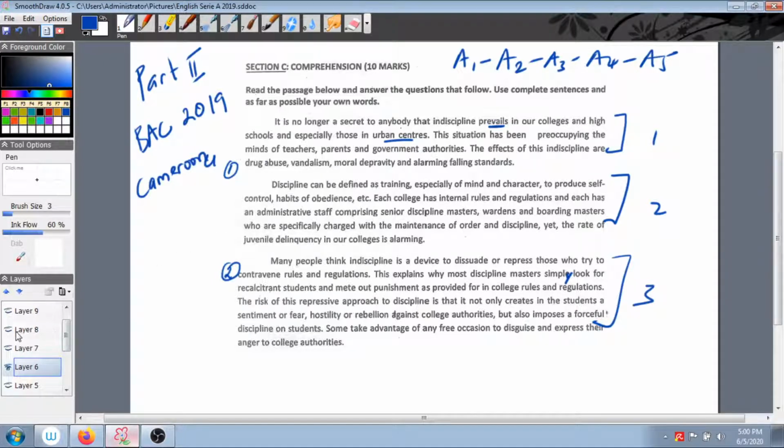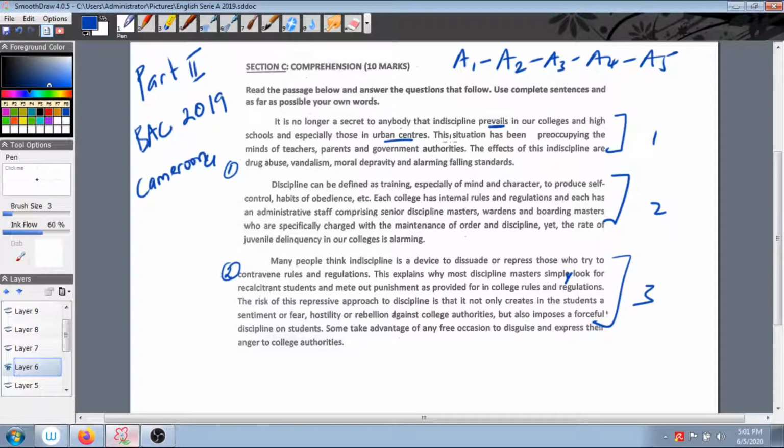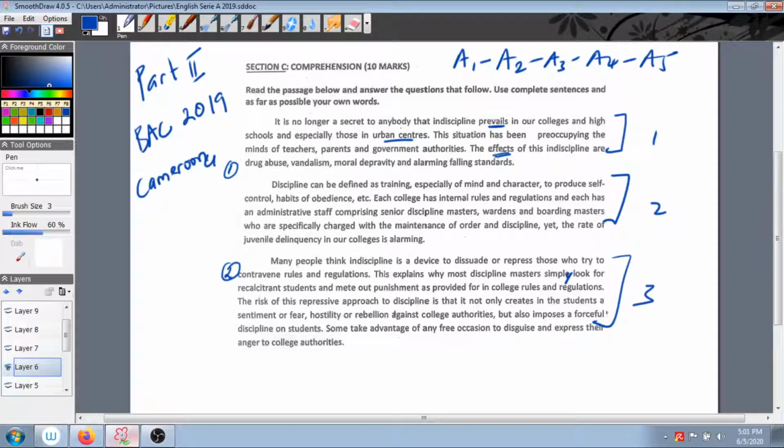Et la deuxième partie de la question, donc, était what are the consequences of it on students? Donc, on retourne dans le texte. On dit this situation has been preoccupying the minds of teachers, parents, and government authorities. The effect of this indiscipline are drug abuse, vandalism, moral depravity, and alarming falling standards. Donc, dans la question, on a le mot consequences, et dans le texte, on a le mot effect. Donc, les deux ont la même signification. Donc, je peux simplement recopier cette section.